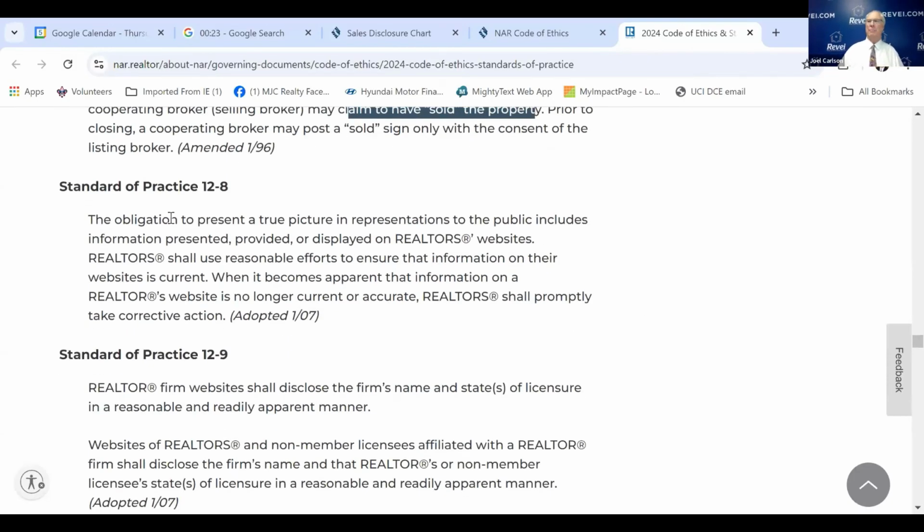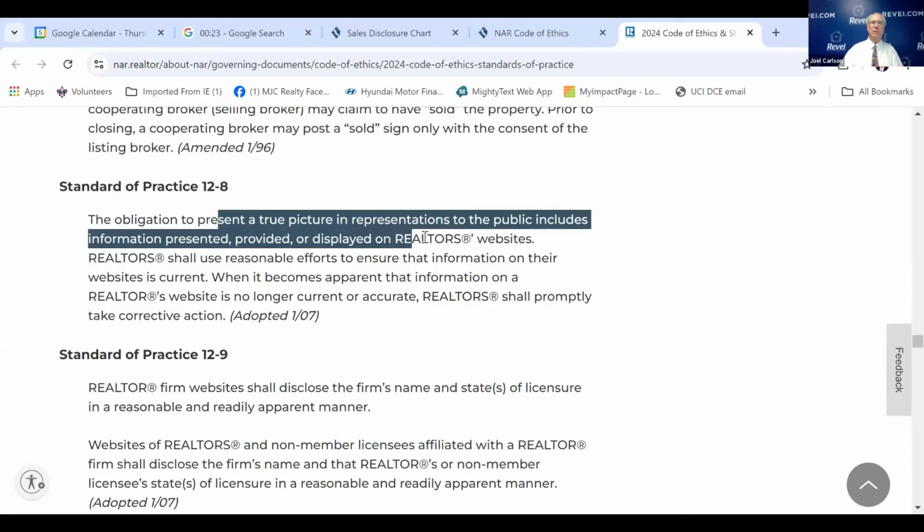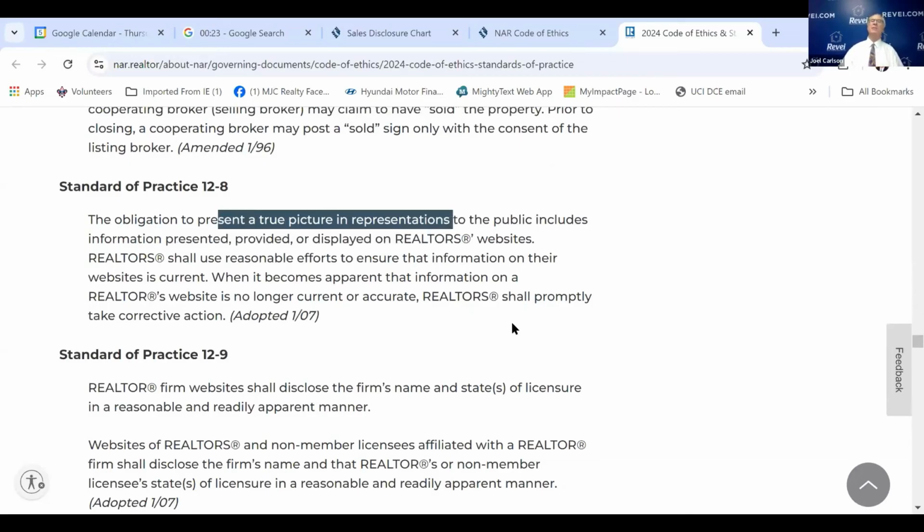Article 12 talks about the obligation to present a true picture in your presentations. This is a famous court case that happened in Malibu. There was a guy who wanted to list and sell his home in Malibu, but there were telephone lines. He wanted the telephone lines removed from the picture, so he told the photographer, Photoshop it so that the telephone lines don't show.